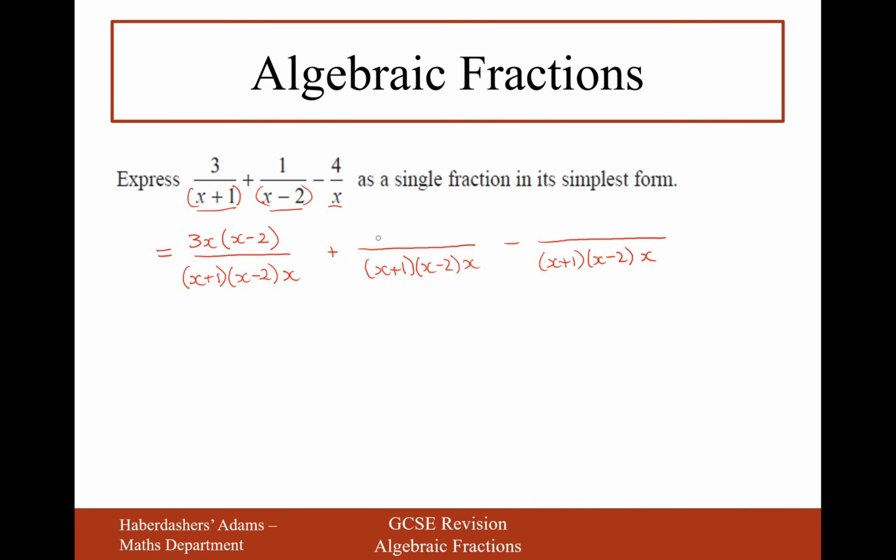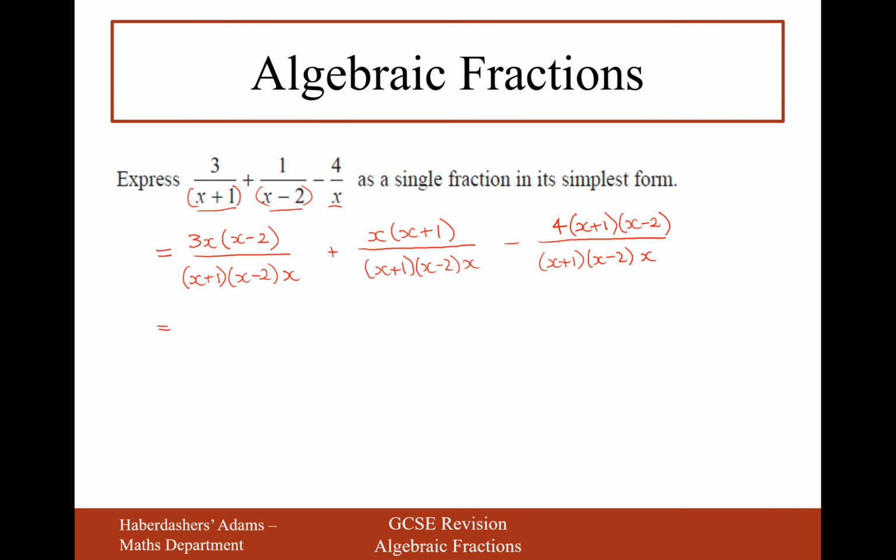On the middle one, it already had a 1, and it already had the x minus 2 on its denominator, so now it has a new x and a new x plus 1. And on the last bit here, it already had the 4, and now it's got a new x plus 1 and x minus 2.